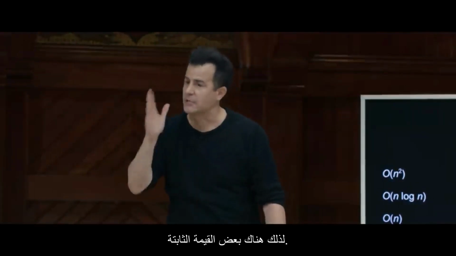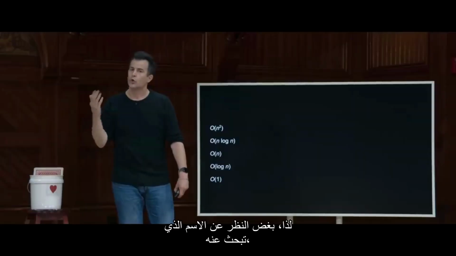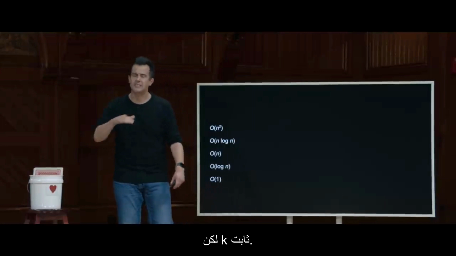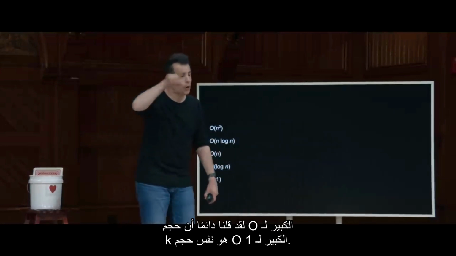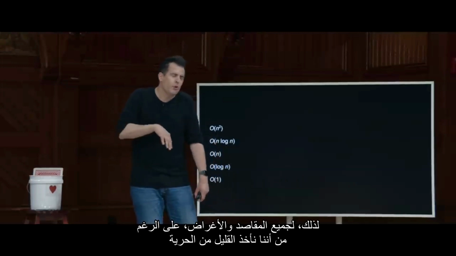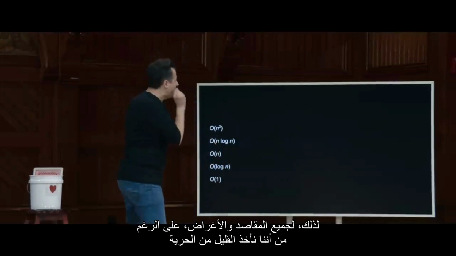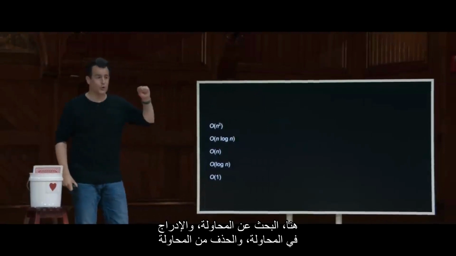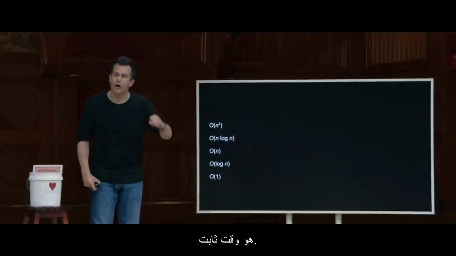So there's some constant value, call it k. So no matter whose name you're looking for, it's going to take you maximally k steps, but k is a constant. And we always said that big O of k is the same thing as big O of 1. So for all intents and purposes, even though we're taking a bit of liberty here, searching a trie, inserting into a trie, deleting from a trie is constant time.